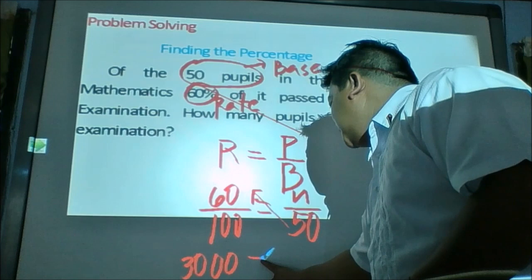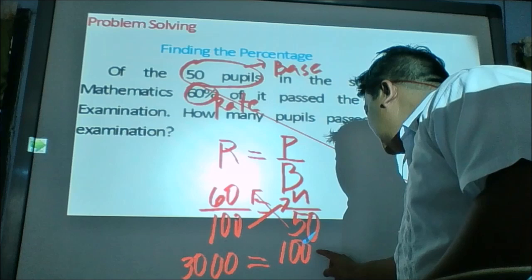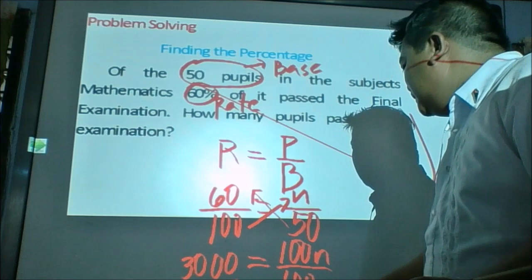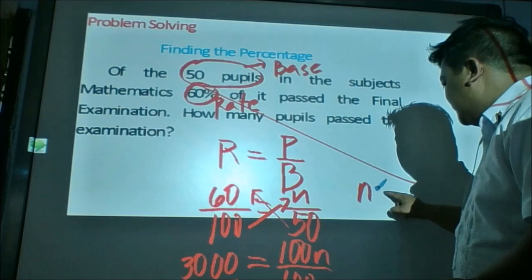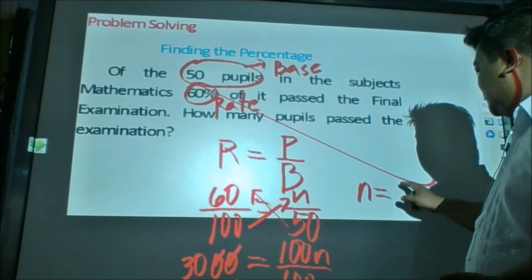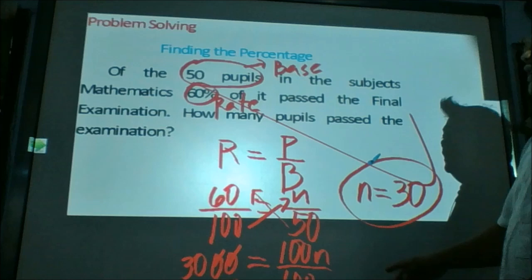So 100 times n is 100n. To get n, let us divide both sides by 100. So 100n divided by 100 is equal to n. Cancel out the terminal zeros, so we have 30 divided by 1, which is equal to 30. So there are 30 pupils who passed the examination.